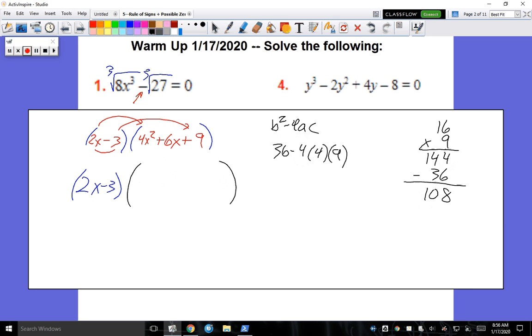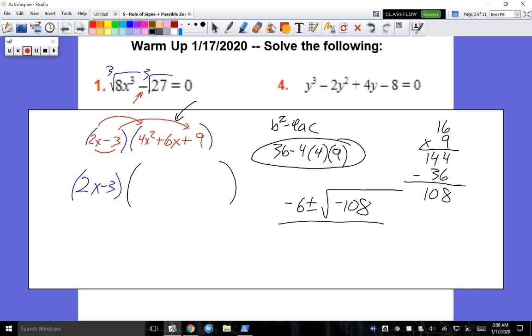Say again? Alright, so any questions on that? Do we agree on this? Okay, so this is going to be a negative 108. So let's go ahead and start solving this out. Negative b plus or minus the square root of b squared minus 4ac, which is that, all over 2a.